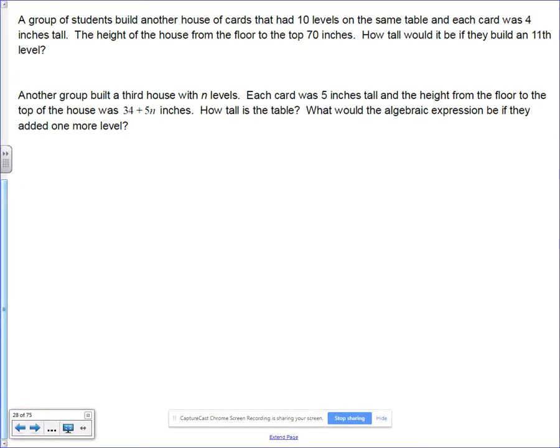Okay. There's no chart on this one, is there? In fact, they already gave you the algebraic expression. Guys, what's the algebraic expression here? Right there it is. That's how tall it'll be. N still represents the number of levels. Okay. They want to know how tall is the table? From the algebraic expression, can you tell me how tall is the table?